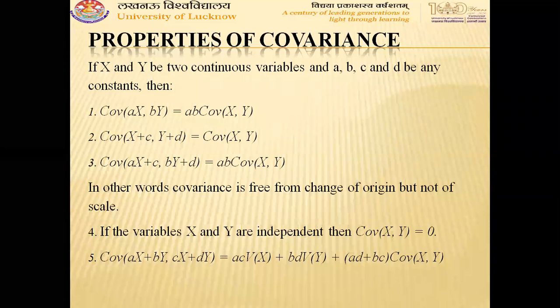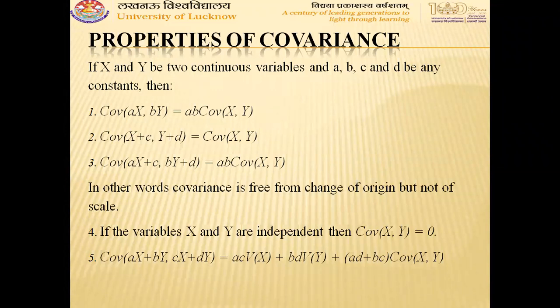Covariance has some properties, like variances. So if x and y are two continuous variables and a, b, c and d are any constants, then covariance of ax and by will be ab times covariance of xy. That is, it is not free from change of scale.